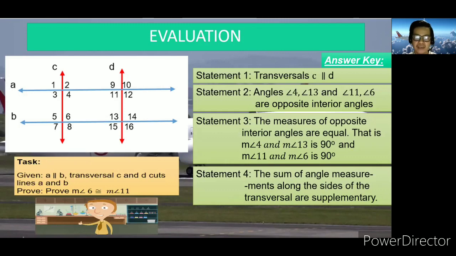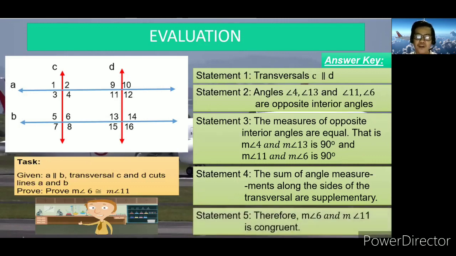We can write also for your statement number 4 that the sum of angle measurements along the sides of the transversal are supplementary. So in this figure, angle 4 plus angle 6, because that is the left side of the transversal, 90 degrees plus 90 degrees is equal to 180 degrees. And that's a supplementary angle. And on the right side of the transversal, angle 11 plus angle 13, or 90 degrees plus 90 degrees is equal to 180 degrees. And that makes it a supplementary angle.